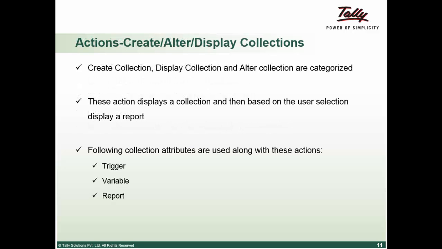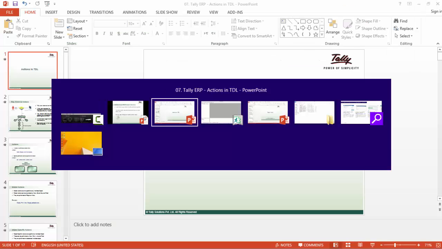Now we will write a report using display collection. We have already written reports related to display action. So in case there is anything related to create or alter, you will have to write the same way. However, there's a little difference in the create collection, display collection and alter collection compared to what we have for display. So since we have done the display, now we will work on the display collection action. What this action does is, it first displays a collection. Based on your selection, it allows you to display a report. Wondering where we have this in Tally?